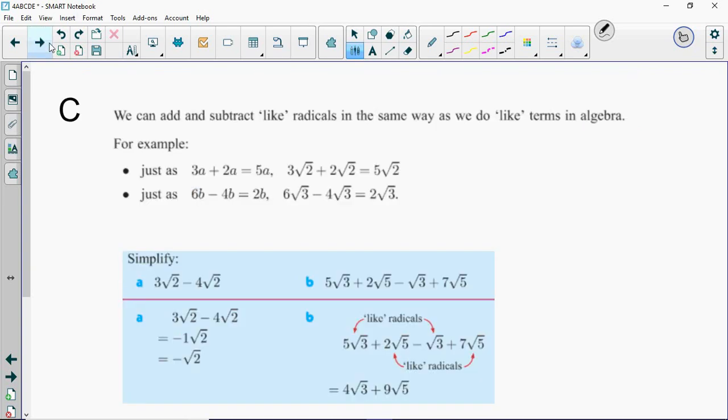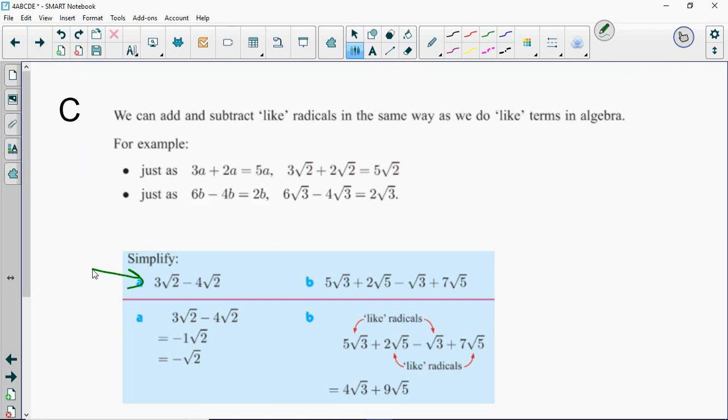Okay, we're on to section C now. So we can add and subtract radicals really easily. We just think about them as though they're like terms. So if we've got the exact same radical, like we have down here, it's as easy as saying 3 minus 4 is negative 1. So we have negative 1 square root of 2.